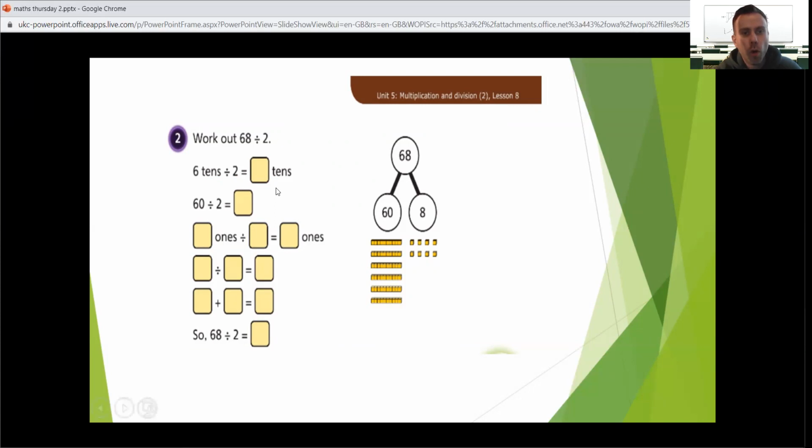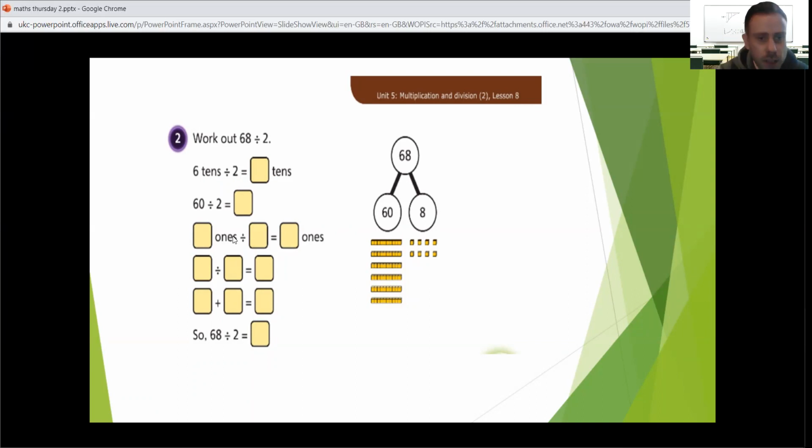All right, so we're working out 68 divided by 2. Doable, this, very doable. 68 seems like a pretty big number. Divided by 2, though, we should be able to do it. So 6 tens divided by 2 equals 3 tens. 60 divided by 2 means 3 tens is 30. 60 divided by 2, 30. Hopefully we've got that one.